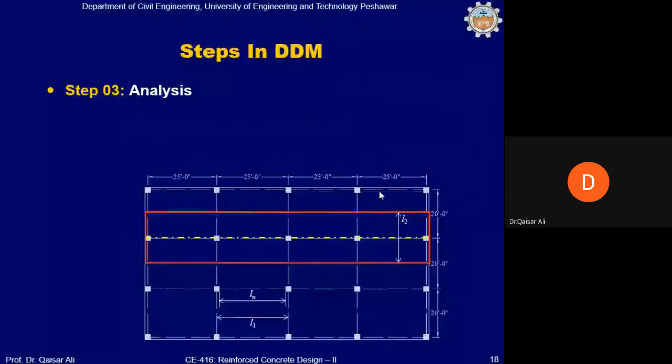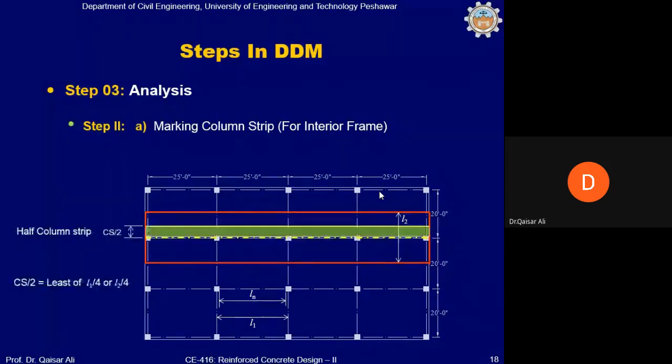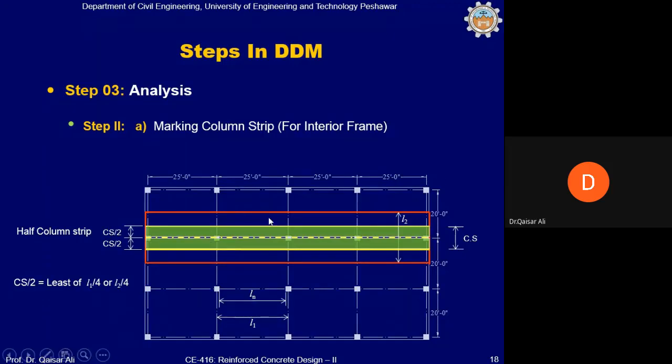Now in the next step, when the interior frames and exterior frames are marked, then within the interior frame or exterior frame, there is further marking of the strips, which are called column strips and middle strips. The column strip is the strip shown in this slide by the green color. Half the column strip extends on one side of the column center line, and half of the column strip extends on the other side of the column center line.